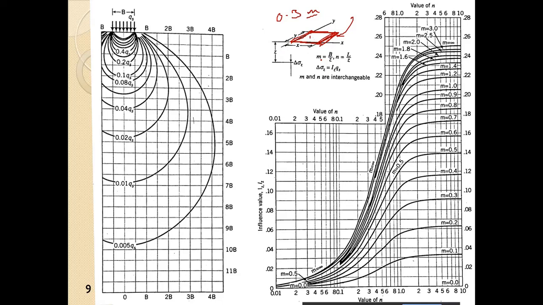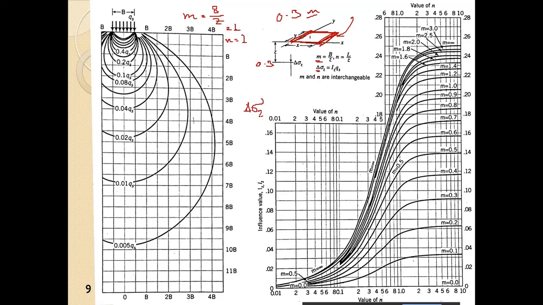Now the m factor here. m is given by b by z. z is 0.3, b is 0.3, so m is equal to 1. Similarly, n is equal to length by z. Length is also 0.3, z is also 0.3, so n is equal to 1. Now we have to obtain the increase in the stress at the depth of 0.3 meter from the base of the plate.